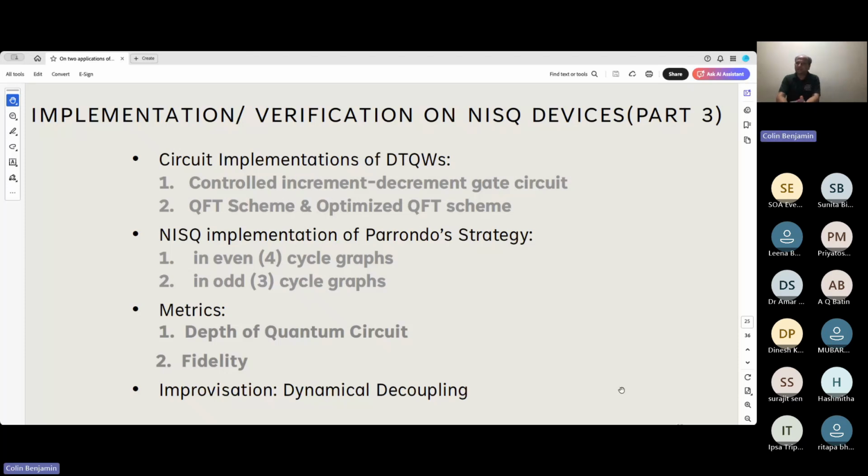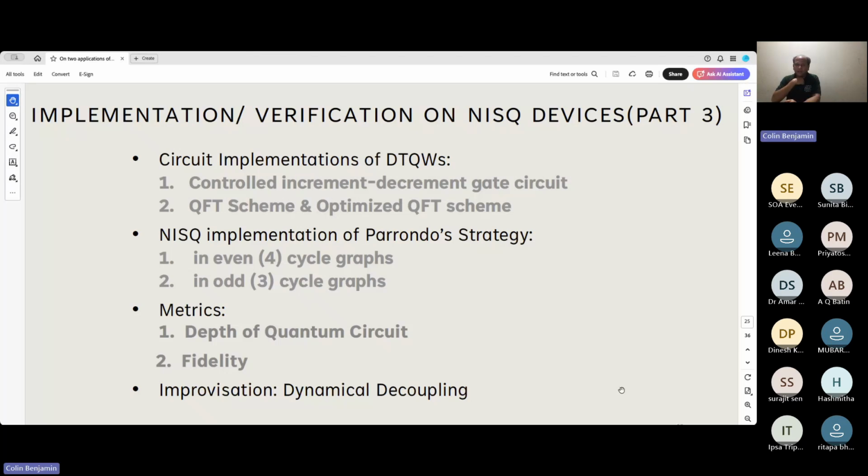Anyway, this is the third and final part of my talk: how to implement or verify our protocols on a NISQ device. As I showed you, our proposal, which we published in Physical Review Letters, was verified on a NISQ device by Razzoli et al. Now, our idea is to implement the order from chaos work, which I did with my master student Abhishek. And we showed that we can do a NISQ implementation of our protocols for both even and odd cycle graphs.